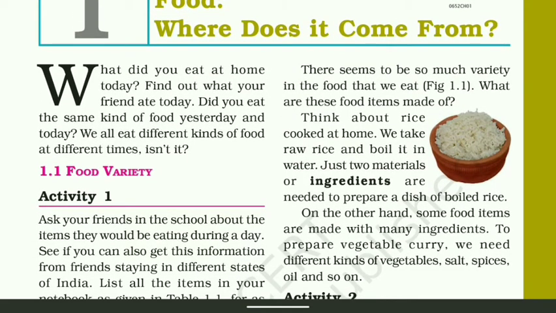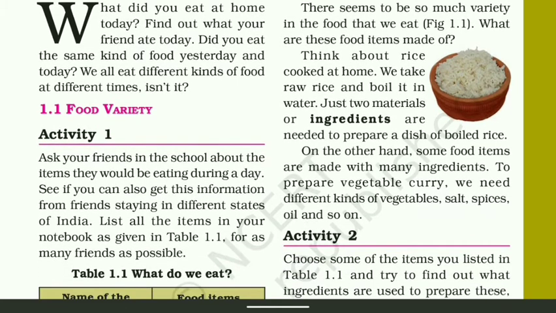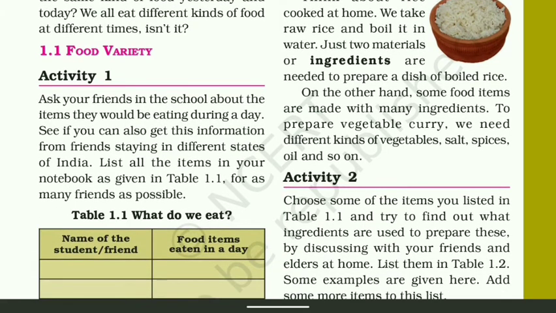There seems to be so much variety in the food that we eat. What are these food items made of? Think about rice cooked at home. We take raw rice and boil it in water. Just two materials or ingredients are needed to prepare a dish of boiled rice. On the other hand, some food items are made with many ingredients. To prepare vegetable curry, we need different kinds of vegetables, salt, spices, oil, and so on.